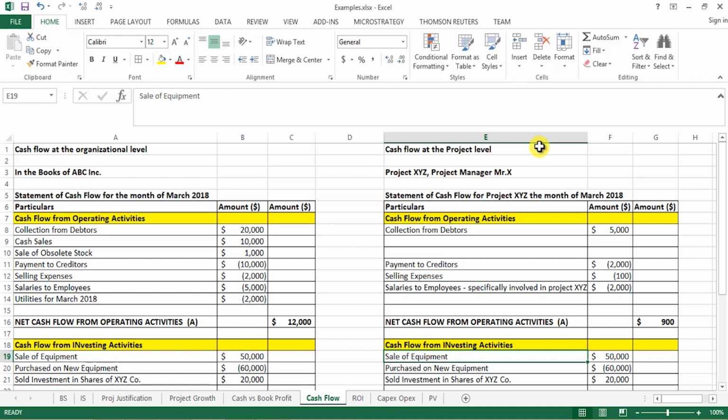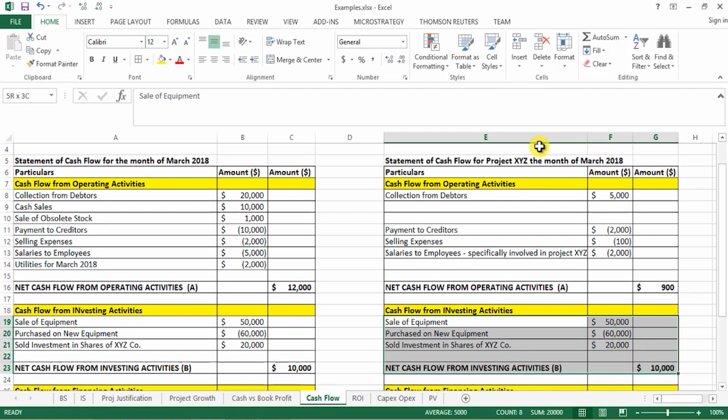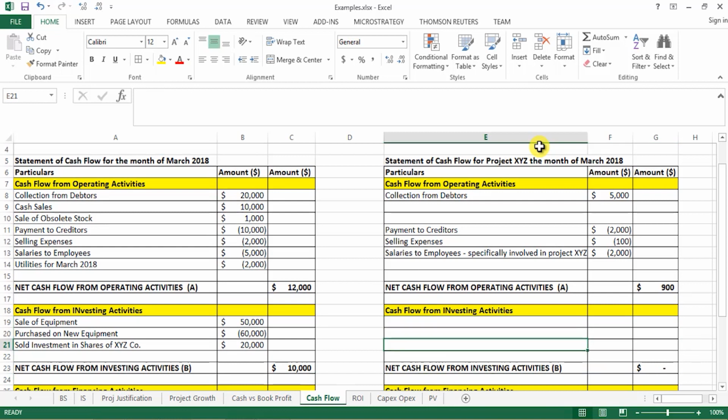Now, cash flow from investing activities: sale of equipment, purchase of equipment, selling of shares and all, they are all organizational activities. They cannot be reported in the project's cash flow statement. So let's try to understand what can be an investing activity for project XYZ, or you can say for Mr. X.